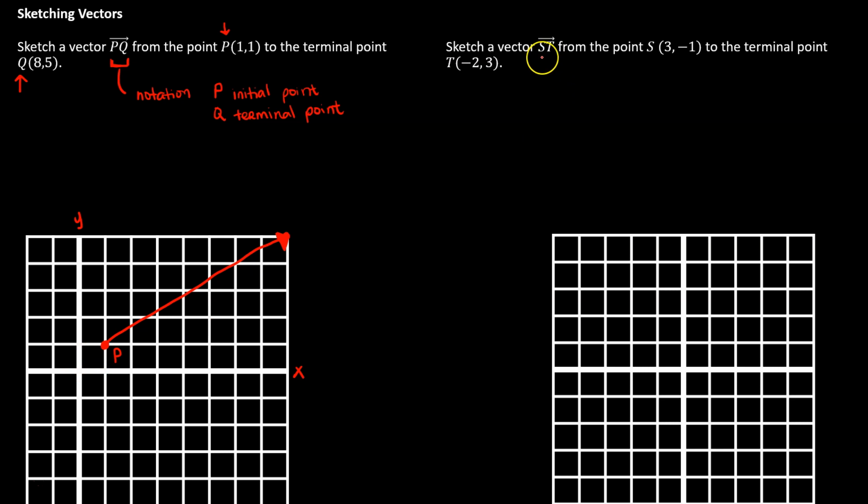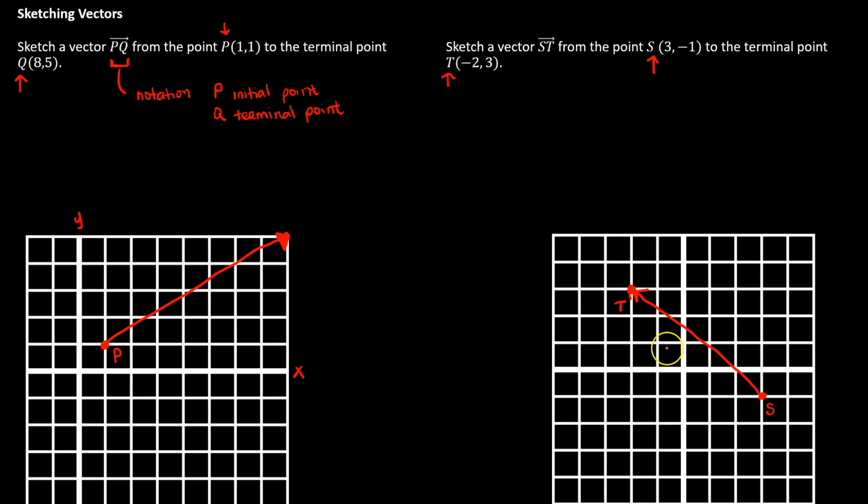This vector, ST, the initial point is S. Let's plot that one first at 3, negative 1. 1, 2, 3, negative 1. That's the point S. And then the terminal point, since that letter shows up second in our notation, we know T is the terminal point. That's at the location negative 2, 1, 2, positive 3, 1, 2, 3. That's the point T. And again, the straightest line you've ever seen, boom. Starting at S, stopping at T, not going outside of those 2 points.